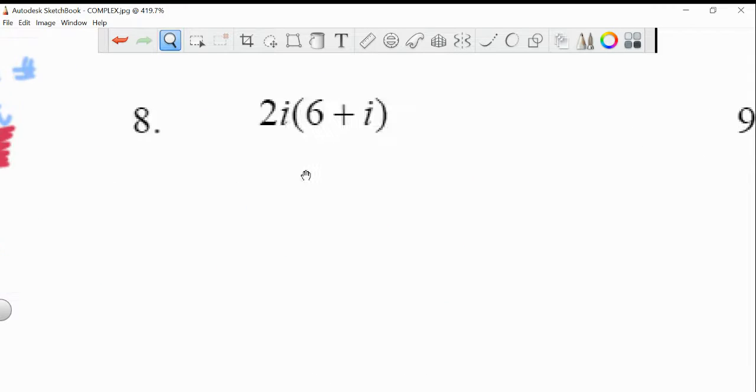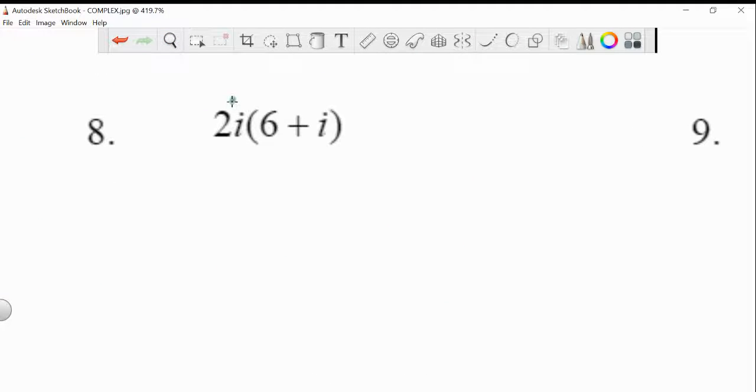So let's do number 8. We're going to go really quickly here. 2i times 6. 2 times 6 is 12, so this would be 12i. Then we've got 2i times i. That would be 2i squared. Again, the i is getting treated exactly like x's. 2x times x would be 2x squared.